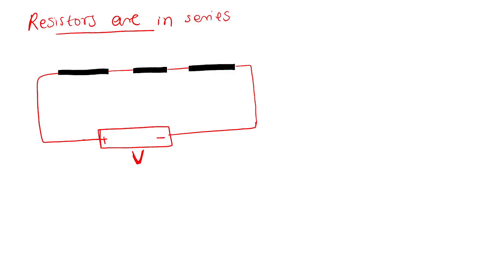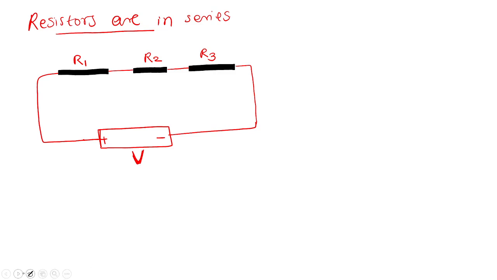Suppose this wire has the resistance R1, this one has resistance R2, R3, etc. Okay, 3 or more resistors are connected in series. This type of connection is said to be series. The battery voltage is V.